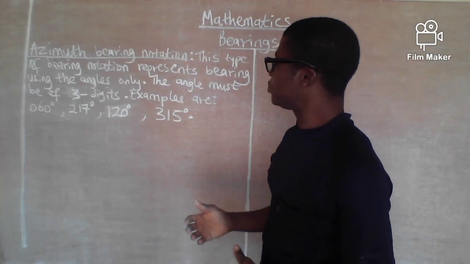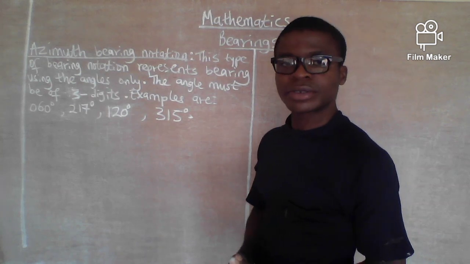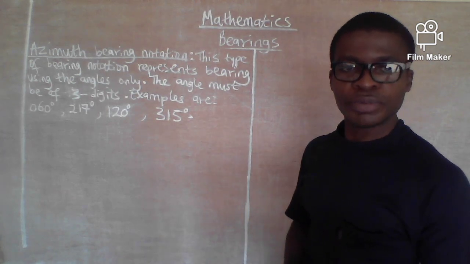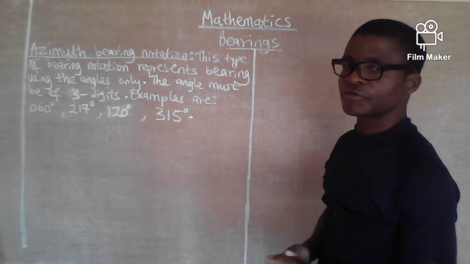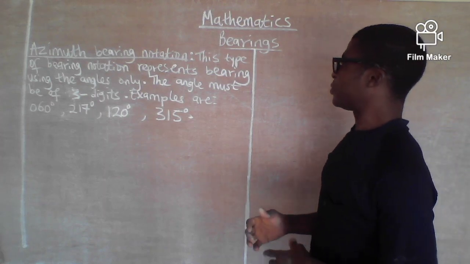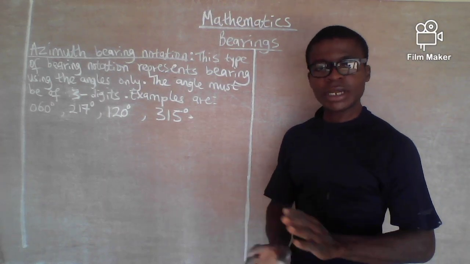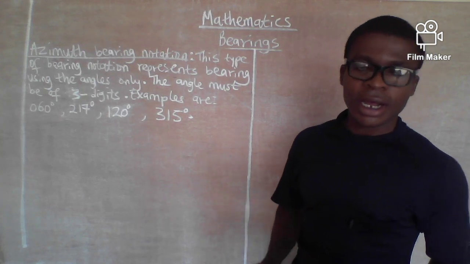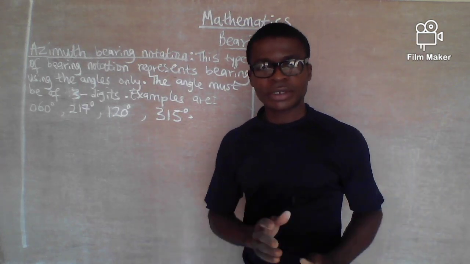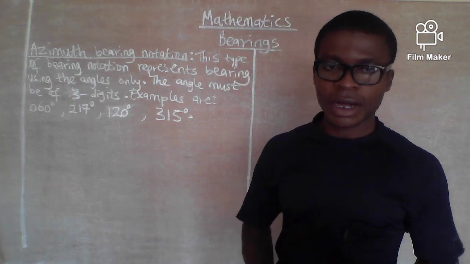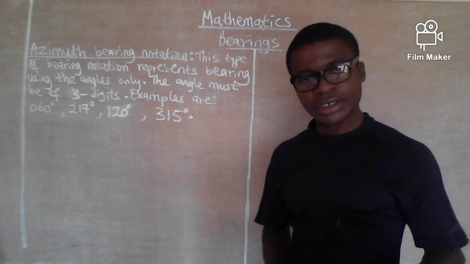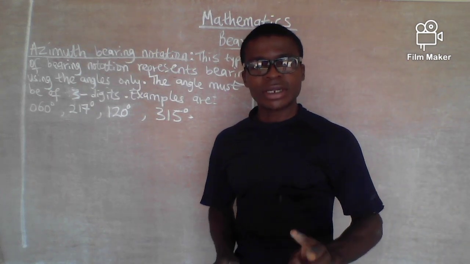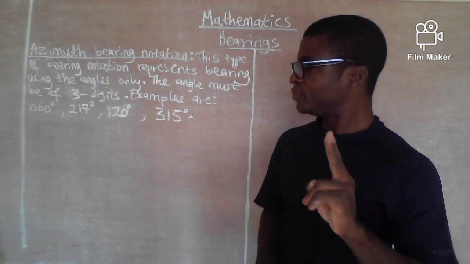The next bearing notation I will talk about is the azimuth bearing notation. Azimuth bearing notation is a type of bearing notation that represents bearing using angles only, but the angle must be of 3 digits.